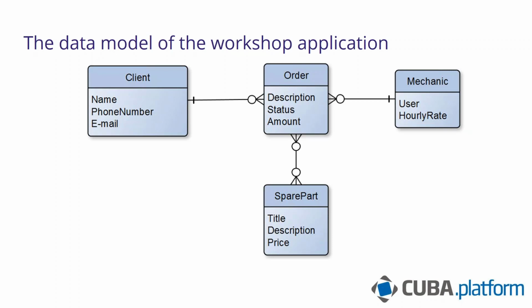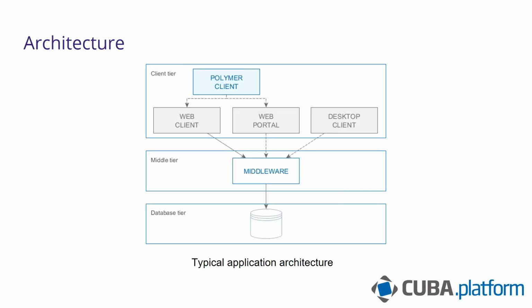So let's talk about the ORM in Cuba platform. The platform enables building applications according to the classic three-tier pattern. We have client tier, middleware, and database. Pretty standard architecture for enterprise systems. The middle tier contains core business logic of the application and provides access to the database. So here we develop our business logic.